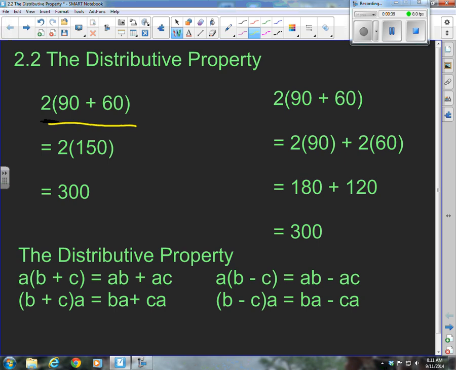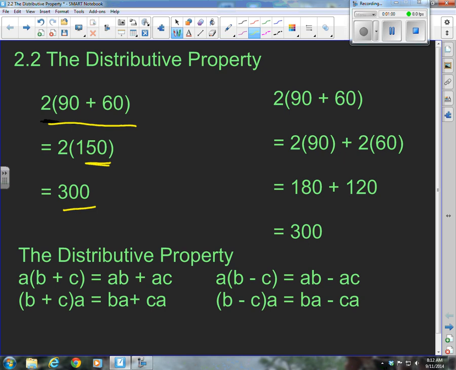Well, order of operation tells us to do parentheses first. So if I add 90 and 60, I get 150. And then I multiply 2 times 150, and that gives me 300, which is a very simple problem. Now, there's another way to go about solving this problem. And in this case, it's more difficult, but it's going to show us what the distributive property says.